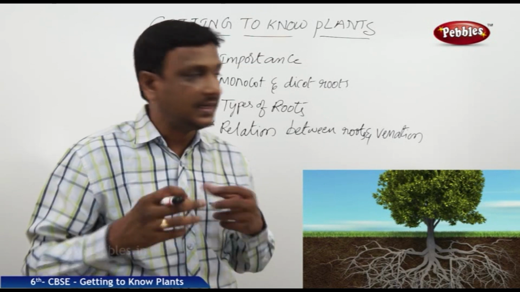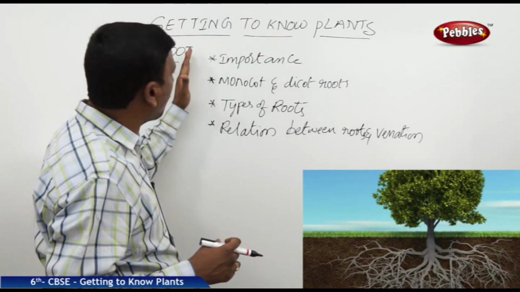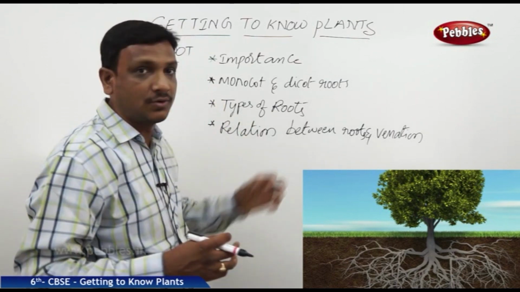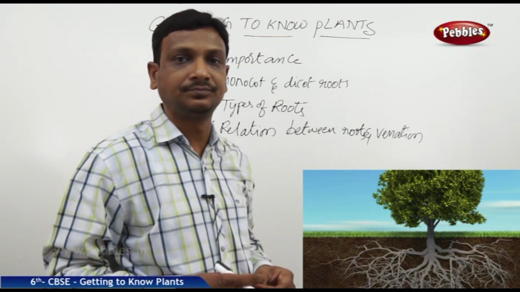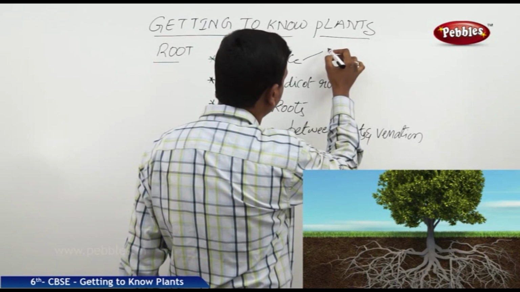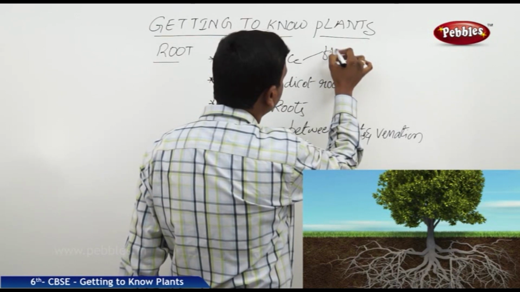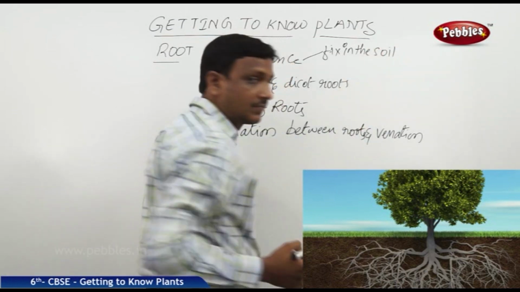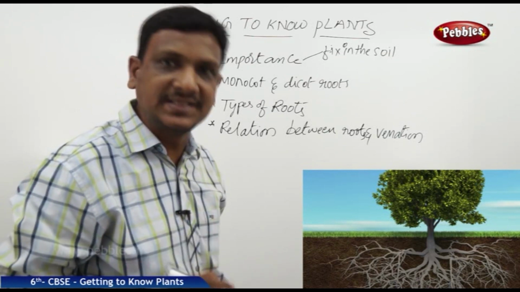Okay. Now let us see some interesting facts about the root. Here we have listed the points: importance of the root, monocot and dicot roots, types of roots, and relation between roots and venation. So the importance is that their function is that they anchor the plant. That means they help the plant to fix in the soil.